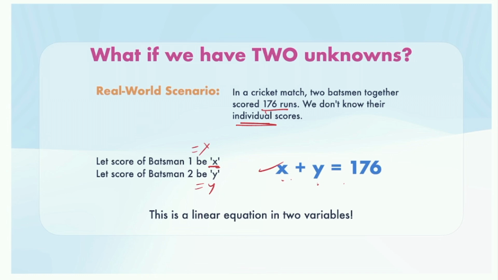This is a linear equation in two variables because it has two variables x and y. Both can vary. So if the first batsman scored 100 runs, then the second batsman must have scored 76 runs. If the second batsman scored 100 runs, then the first batsman must have scored 76 runs, right? We don't know the individual runs of these two batsmen, but I know their combined score, that is 176. This way you can represent the equation.